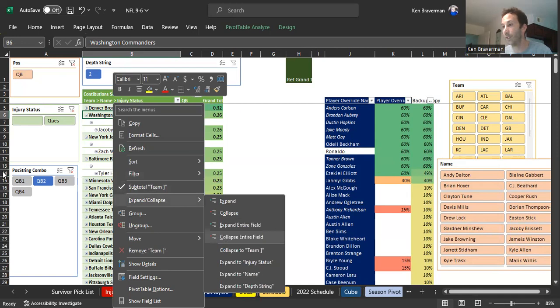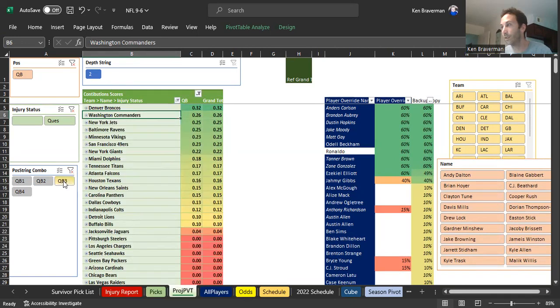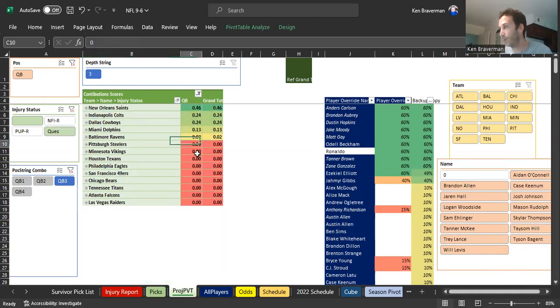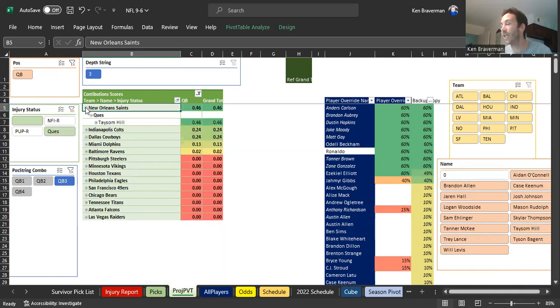How about QB3s? I'm okay with zeros. And we got Taysom Hill. What are we going to do here? Here's what we're going to do here. Oh man. I believe we need to remove Taysom Hill from quarterback, and I'll explain why.